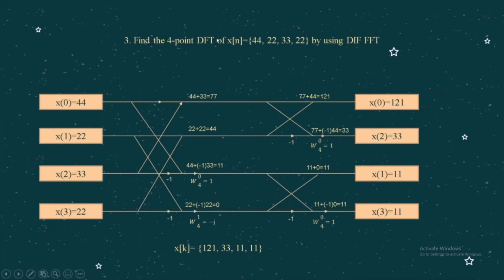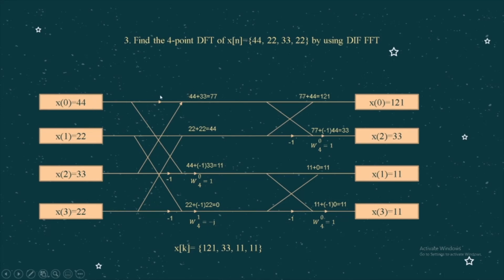Find the 4-point DFT of x of n equal to 44, 22, 33, and 22 by using DIF FFT. So first of all, we need to draw the butterfly diagram, just like this. And we arrange the input on the left side, where x0 equal to 44, x1 equal to 22, x2 equal to 33, and x3 equal to 22. Before we get started, I need to mention this, where W4 0 equal to 1 and W4 1 equal to negative j. This one we need to remember. So let's get started.